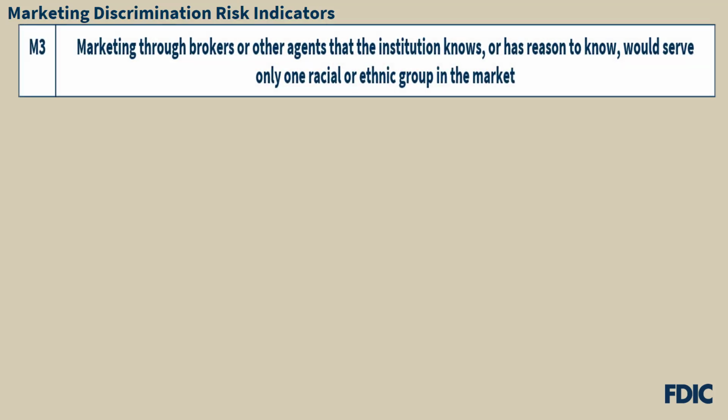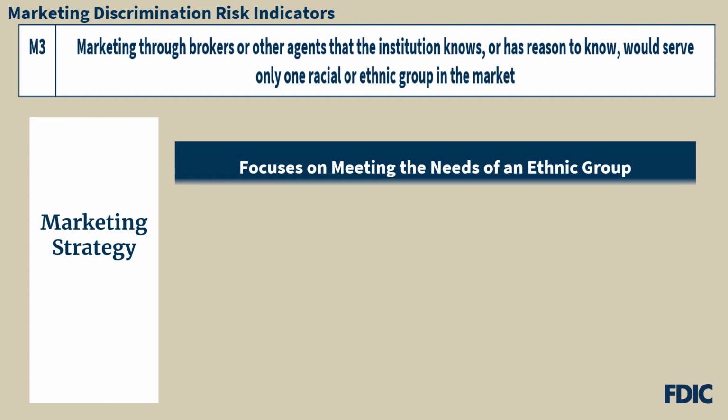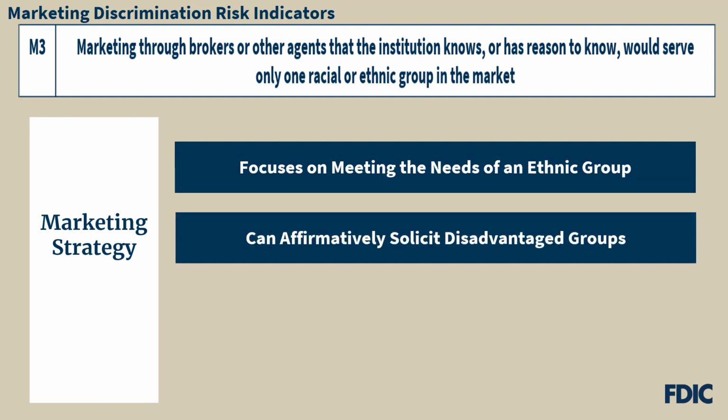M3, the third risk indicator, is marketing through brokers or other agents that the institution knows or has reason to know would serve only one racial or ethnic group in the market. With that said, a creditor is allowed to affirmatively solicit or encourage members of a traditionally disadvantaged group to apply for credit, especially groups that normally might not seek credit from that creditor. It's important to remember to assess any marketing activities conducted through brokers or other agents when considering potential marketing risks.